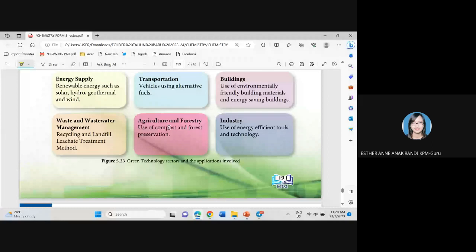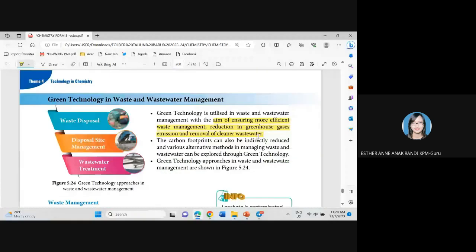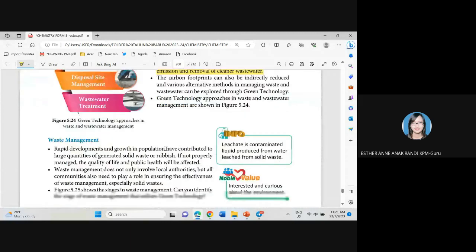Okay, next we look at green technology and waste and wastewater. So there are a few things here. Waste disposal and the disposal side of water. So what is the aim here? The aim is to ensure more efficient waste management, reduction in greenhouse gas emission, and removal of cleaner wastewater. Okay. All right. Next.